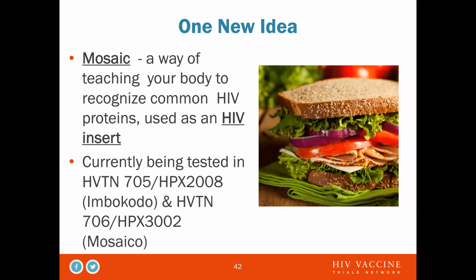This particular type of idea of the mosaic is being tested in two studies. The Imbokodo study, also known as HPTN 705, HPX 2008, in several countries in sub-Saharan Africa, as well as the Mosaico study, HPTN 706, HPX 3002, which is being tested in the US, Mexico, Peru, Brazil, Argentina, Spain, Italy, and Poland.